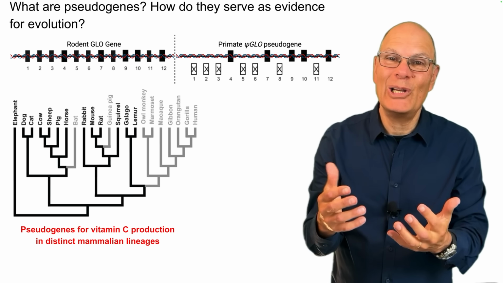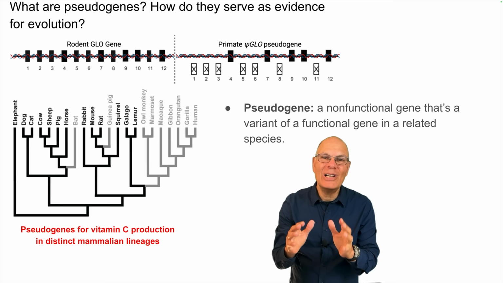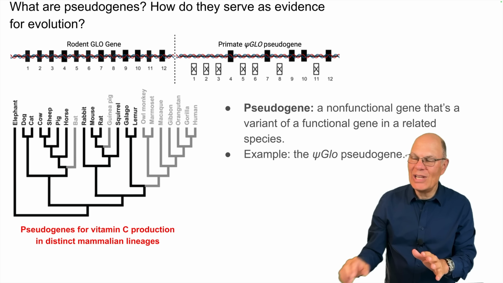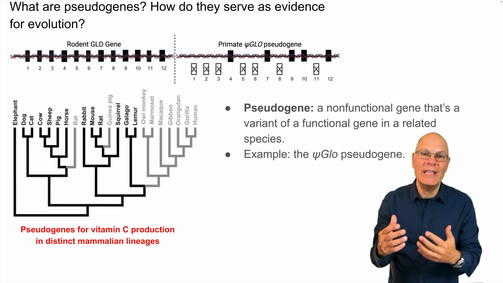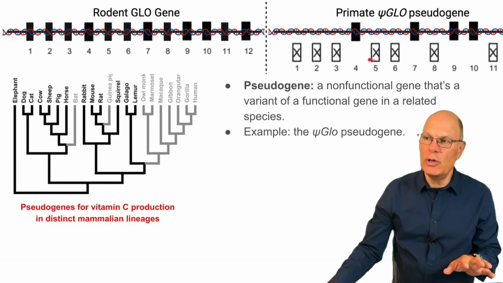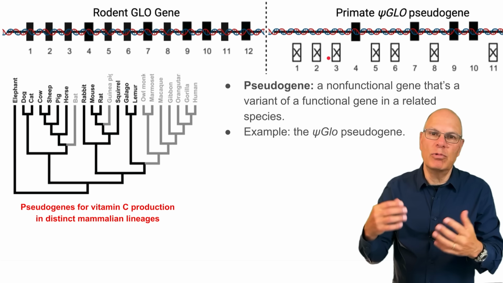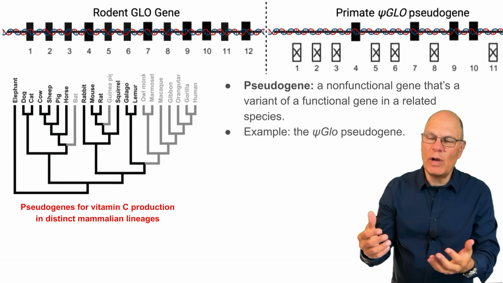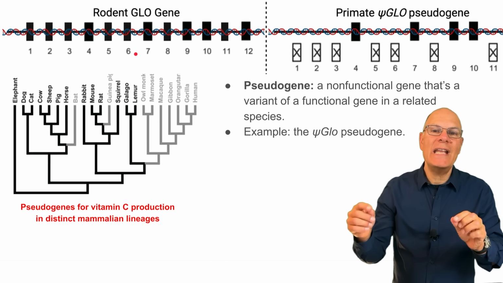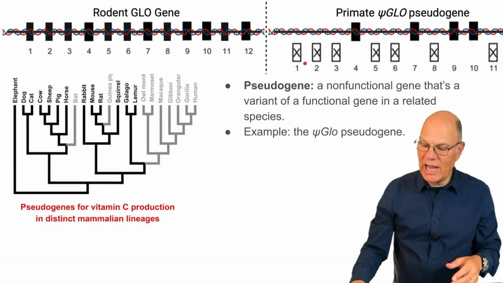Pseudogenes are yet another category of evidence for evolution, and they're really extraordinary. A pseudogene is a non-functional gene that's a variant of a functional gene in a related species. An example is the GLO pseudogene that humans have, as well as most of our primate cousins. Here's the GLO pseudogene. It has a series of mutations that keep it from working. Perhaps the mutation's in a broken promoter, or perhaps the mutation is in the structural genes. But rodents have a functional version of this gene. It enables them to produce the enzymes to synthesize vitamin C, but primates can't do it.